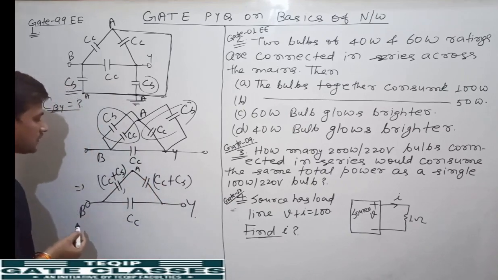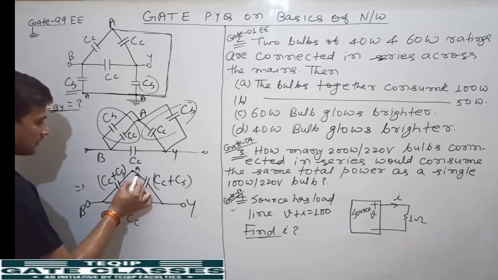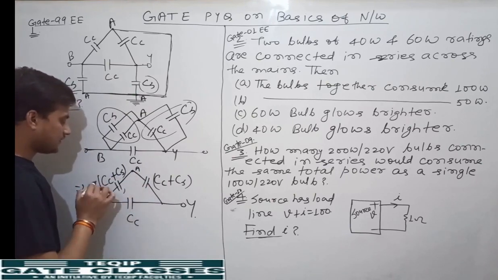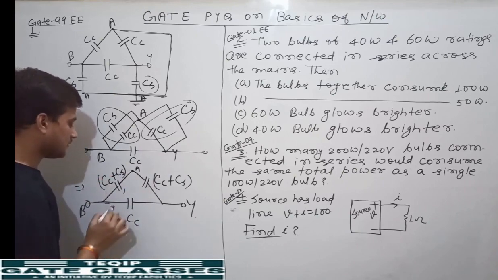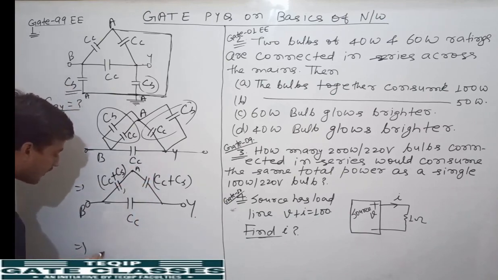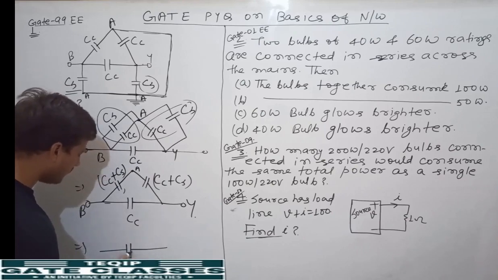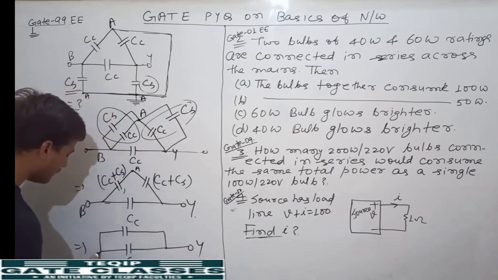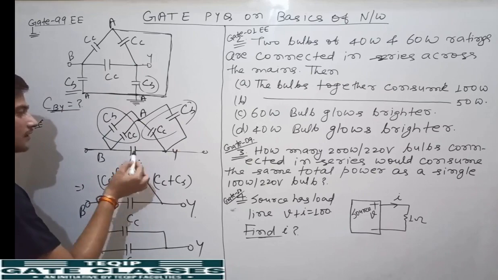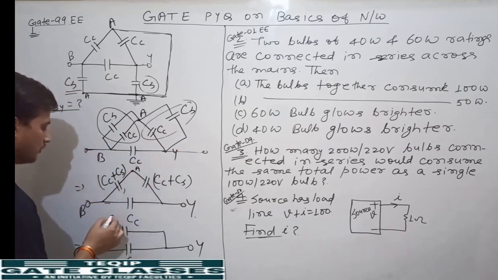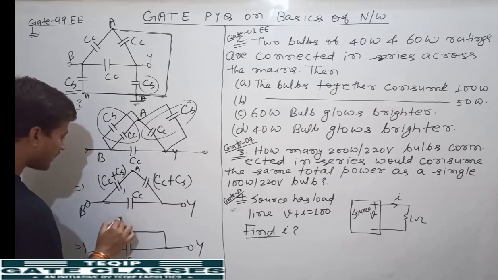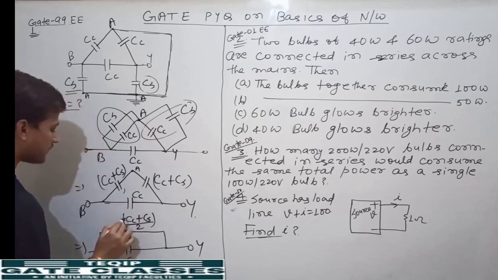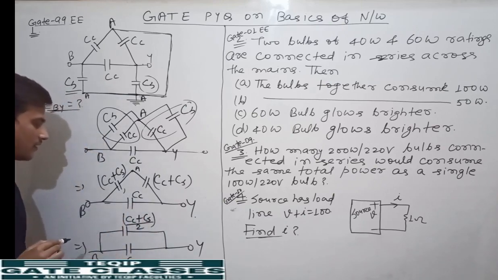Now what will happen? You see that this is one branch, this is another branch. Now here these branches are connected in series. These are equal capacitances. So when these are connected in series, what will be the equivalent capacitance? You will replace by a single capacitor. This is Y, this is B. So when these two are connected in series, capacitance will be divided by 2. So here the capacitance will be (CC plus CS) divided by 2.